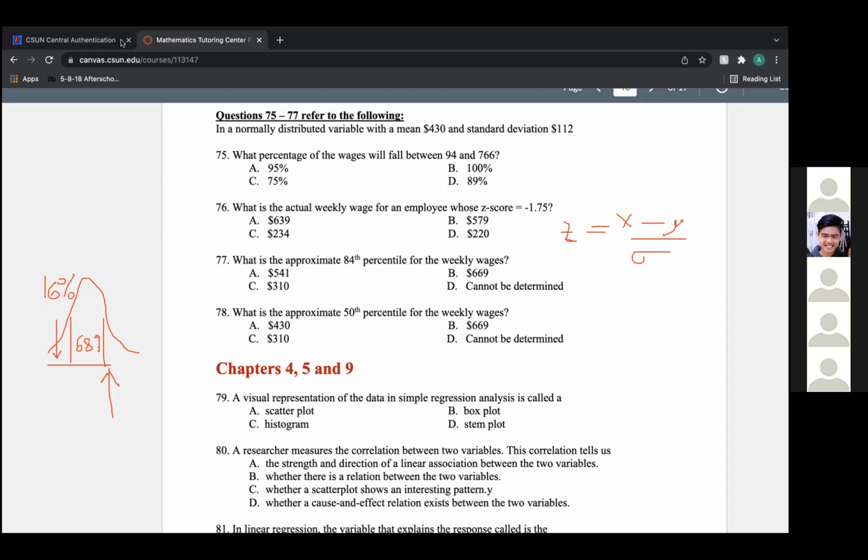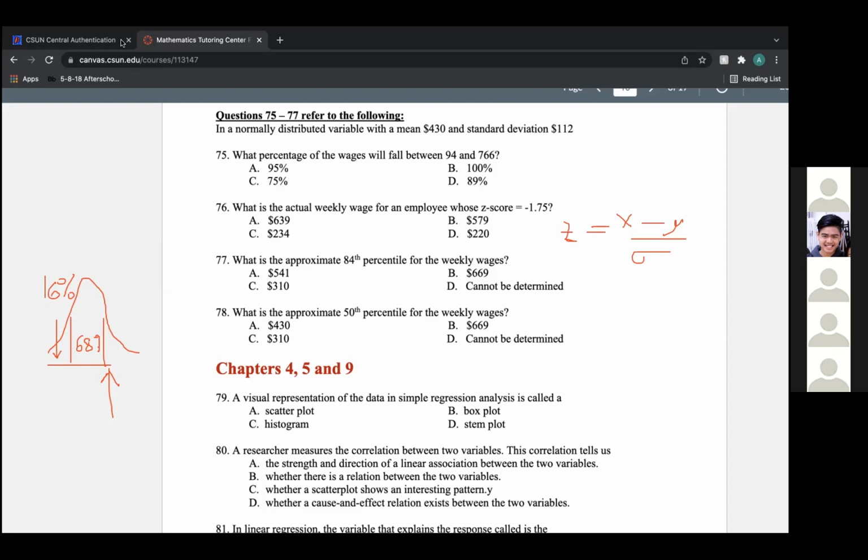A. I got A. Again, this is how fast these things should take. When you really get the hang of these, they are very, very quick. And what is the approximate 50th percentile? Well, that's easy. Don't even take out your calculator. Take out your calculator, I'll mark you off, even if you get the right answer. What's the answer to this one?